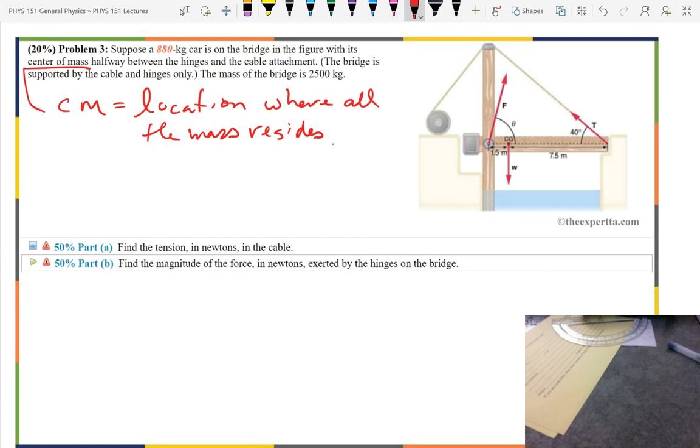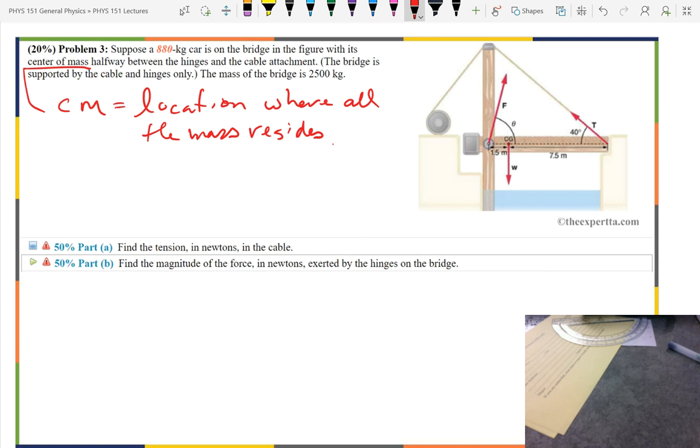Okay. So that's one way to find the center of mass, where the balance point is. Because if my upward force is at the same location as the downward force, then there'll be nothing to make it rotate. So the center of mass is the location where you can treat it as if all of the mass is there. So for this bridge, we can treat the bridge as if the entire mass of the bridge is between the hinges and the cable attachment.